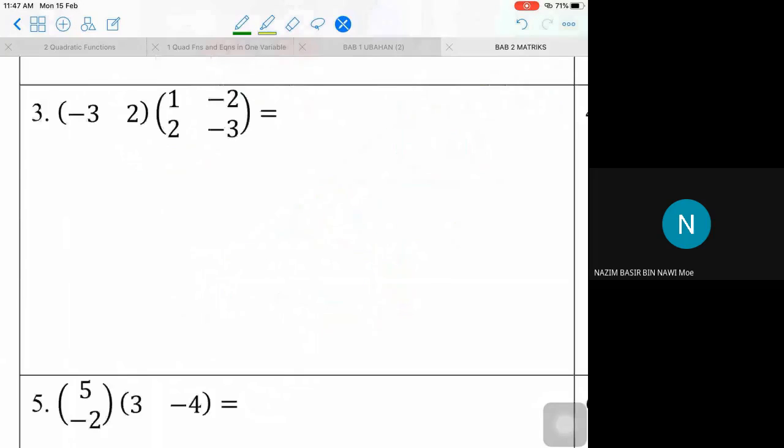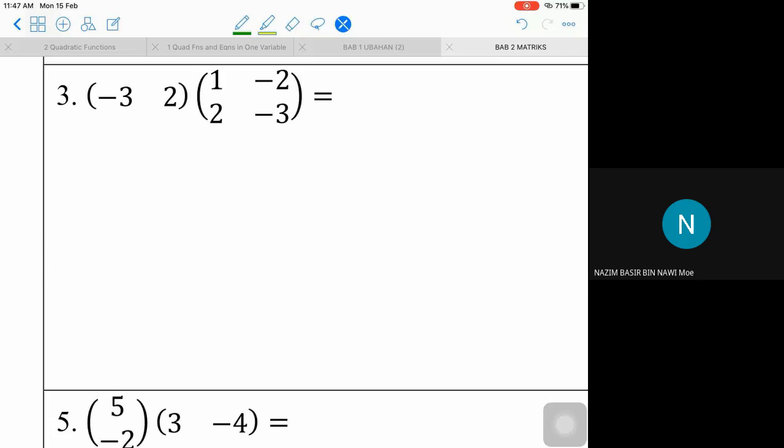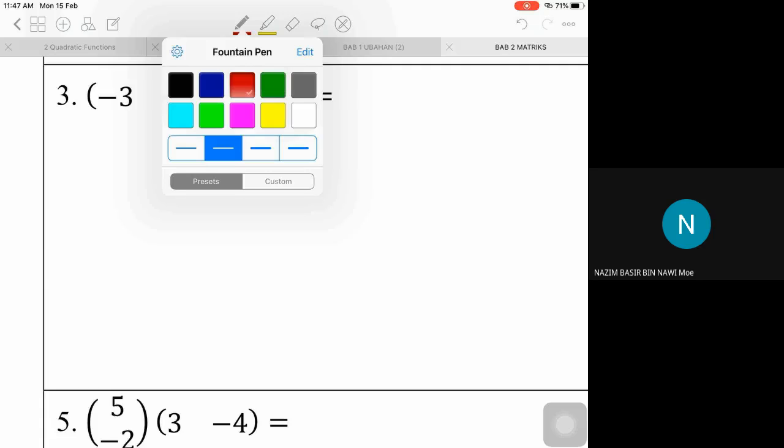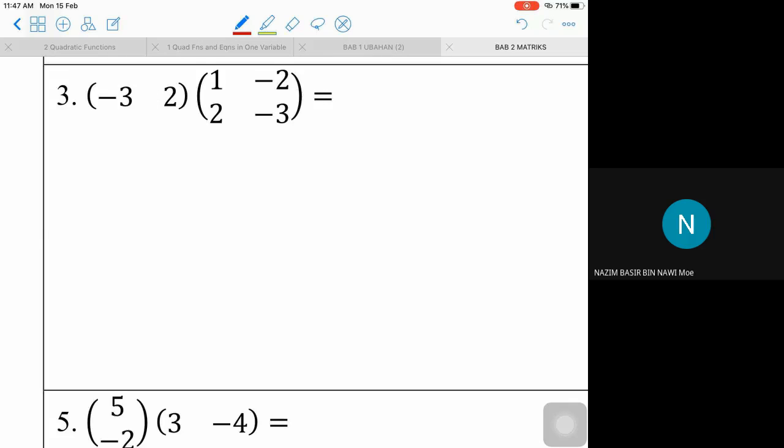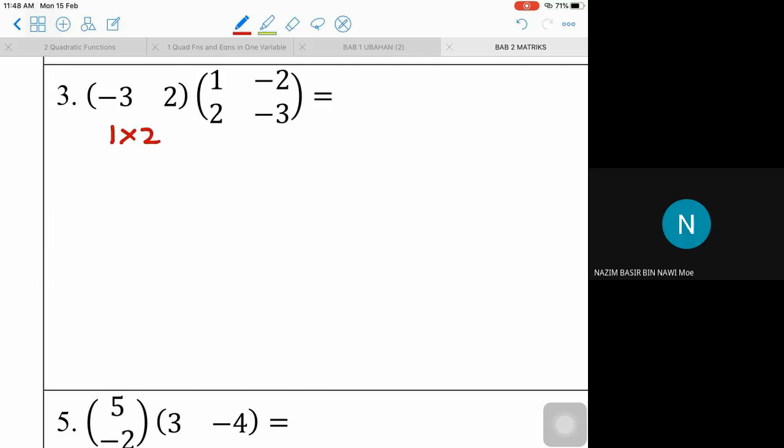Question number 3. Okay, so first of all, Rooney, saya tak dengar. Yeah. First matrix, what is the order for the first matrix? 1 by 2. Second matrix? 2 by 2. So these two matrices, can we do the multiplication? Yes or no? Yes.